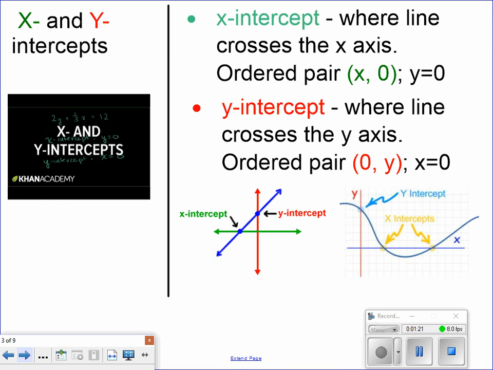The y-intercept is where your line crosses the y-axis, and reversely, the ordered pair will be 0, y, where x is equal to 0. So when your graph crosses the y-axis, that will be when x is equal to 0.